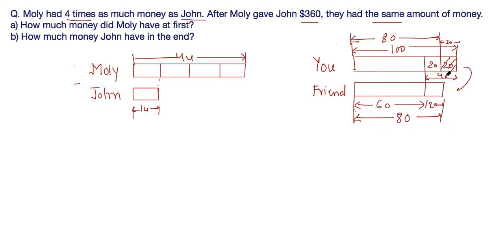You divided the extra amount of money you have by 2 and then gave it to your friend. Okay, so the same technique we have to apply in this question. Now, for this question you can see here Molly is 3 units more than John.